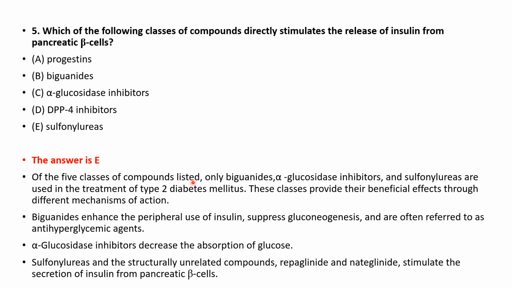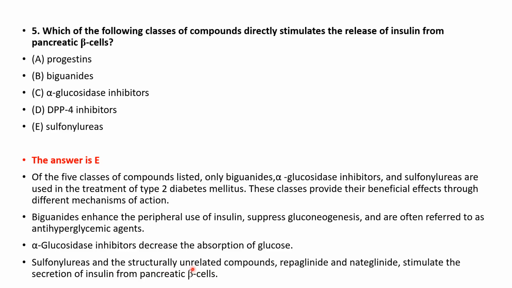Of the five classes of compounds listed, only biguanides, alpha glucosidase inhibitors, and sulfonylureas are used in the treatment of type 2 diabetes mellitus. These classes provide their beneficial effects through different mechanisms of action. Biguanides, for example metformin, enhance the peripheral use of insulin, suppress gluconeogenesis, and are often referred to as anti-hyperglycemic agents. Alpha glucosidase inhibitors, for example acarbose, decrease the absorption of glucose.